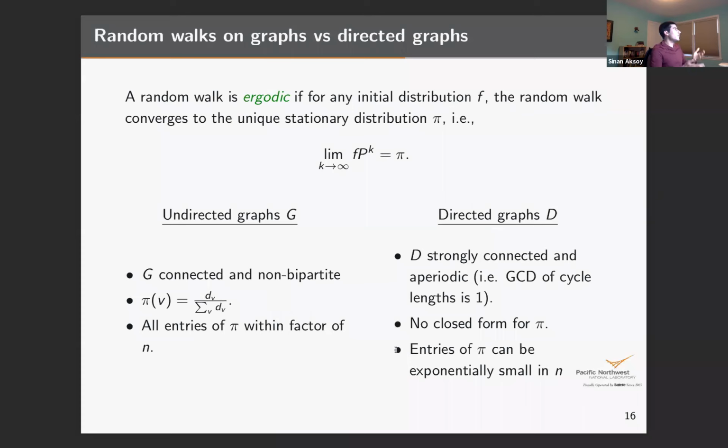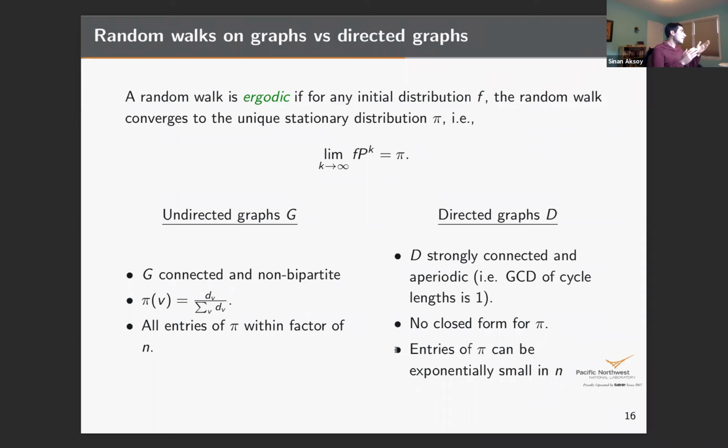I want to take a brief moment to look at some of the basic ways that random walks on undirected graphs differ from random walks on directed graphs. As I mentioned, the ergodicity condition for undirected graphs is that your graph is connected and not bipartite. For directed graphs, you need that your directed graph is strongly connected and what's called aperiodic, which means that the greatest common divisor of your cycle lengths is 1. Another way of saying that is that there is only one eigenvalue of maximum modulus for your transition matrix.